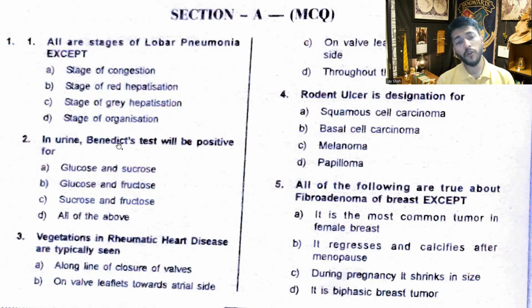Urine Benedict's test will be positive with all reducing sugars. Glucose, yes. Sucrose, yes. Fructose, yes. So all of the above will have a positive Benedict's test because they are reducing sugars.